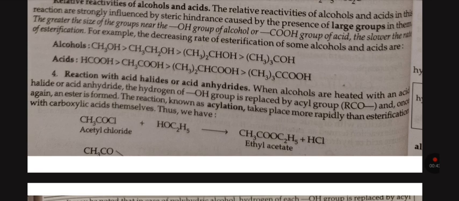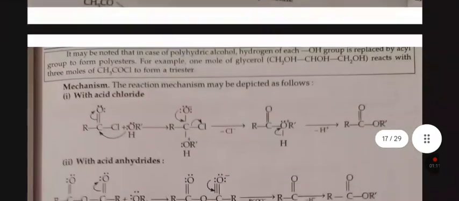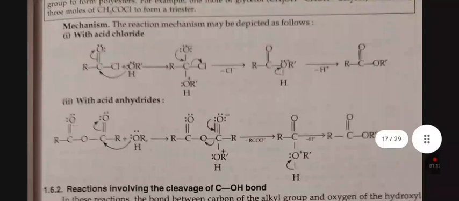Reactions with acid halide or acid anhydride. When alcohols are heated with acid halide or acid anhydride, the hydrogen of the OH group is replaced by an acyl group and once again an ester is formed. The reaction, known as acetylation, takes place more rapidly than esterification with carboxylic acids themselves. Mechanism. The reaction mechanism may be depicted as below.